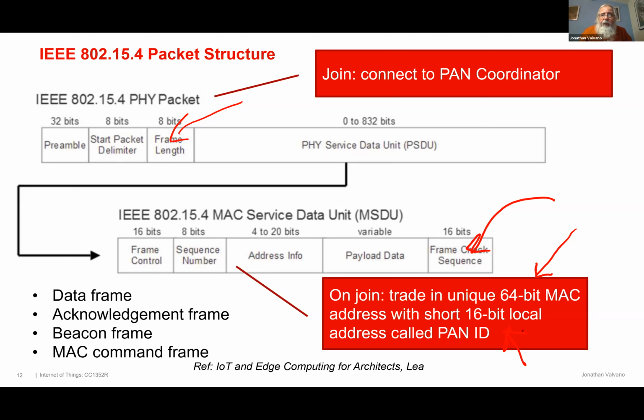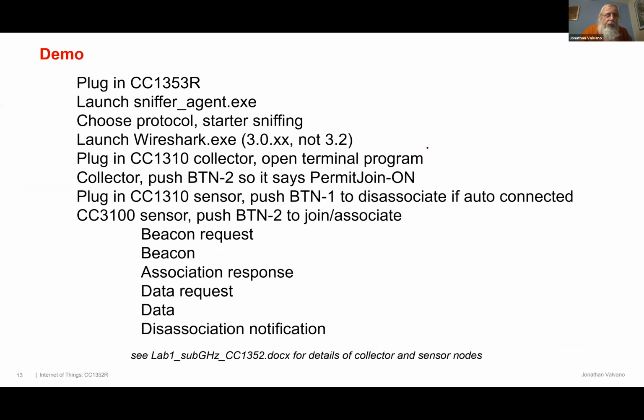The operation of join is when either a full function device or a reduced function device attaches itself to the personal area network coordinator, the PAN coordinator. Again, it may just be my sniffer that makes things look different, but anyway, let's go. Okay, demo.